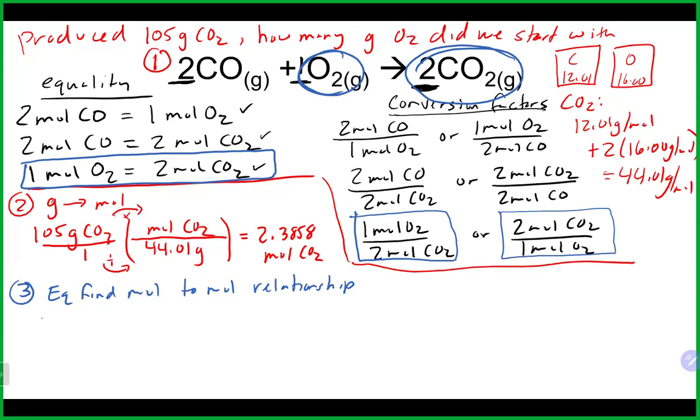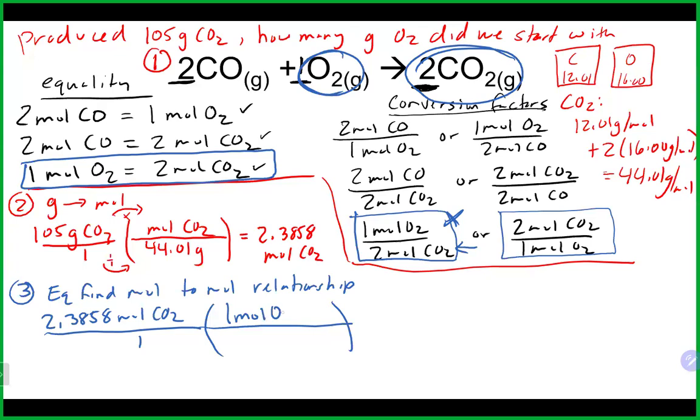So if we take the number we just got, which was 2.3858 moles of CO2, and I want to obviously get rid of the CO2, my CO2 should go on top or bottom? Bottom. That means conversion factor on the left or the right should I use? Yeah, I should use the one on the left as it has my CO2 on the bottom. Again, opposites cancel, right? Because we're just doing dimensional analysis. So we will use that as our conversion factor. And again, that comes from the balanced equation.